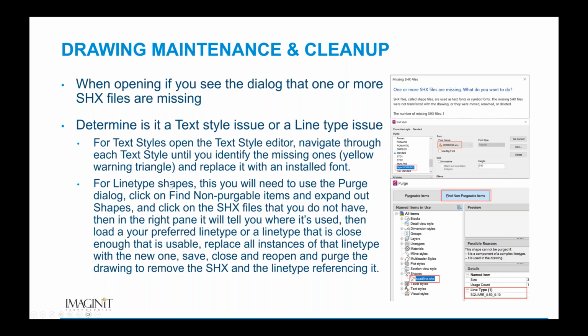If it's a line type shape, in other words, a shape file that's used in a line type, you'll need to use the purge dialog. Go to the purge dialog and click find non-purgeable items. Come down into the shapes and it'll tell you what SHXs are in use and what line types they are. In this case, replace it with the line type that's going to work best for you. Then you should be able to purge out that SHX and get rid of it.